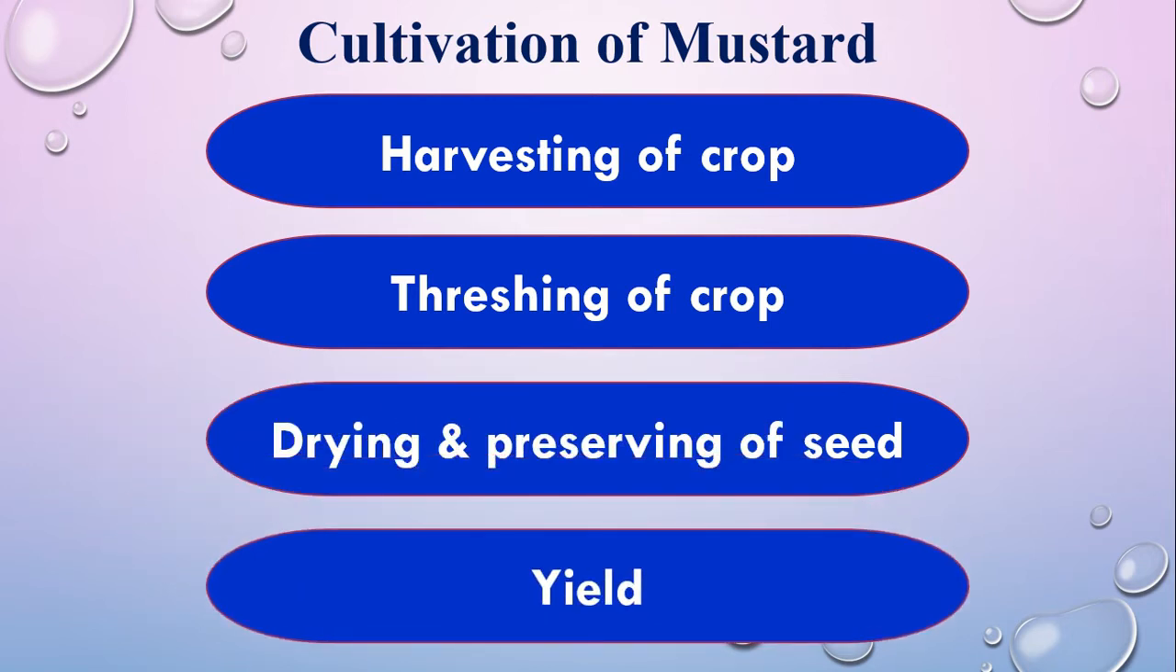And the last point of cultivation technique of mustard is production or yield. The average yield of mustard in Bangladesh is 3 to 3.5 kg per decimal, but again it depends according to the variety.